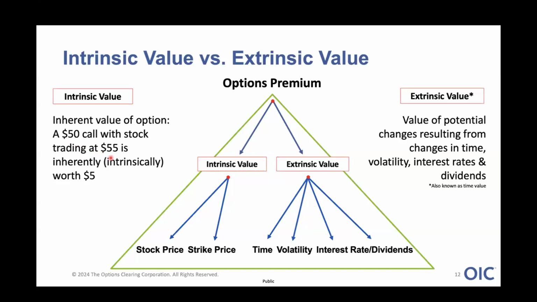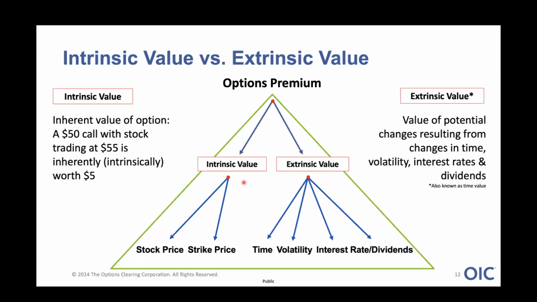Okay. Well, what's changed? Well, the stock price hasn't changed. It's still 55. The strike price certainly hasn't changed. It's the 50 level call. Time to expiration really hasn't changed. Maybe 10 minutes has gone by. Interest rates and dividends haven't changed. What's changed is the extrinsic value portion of this option.